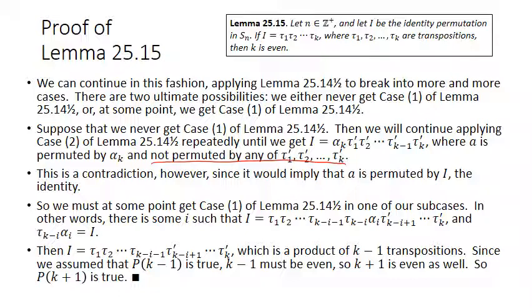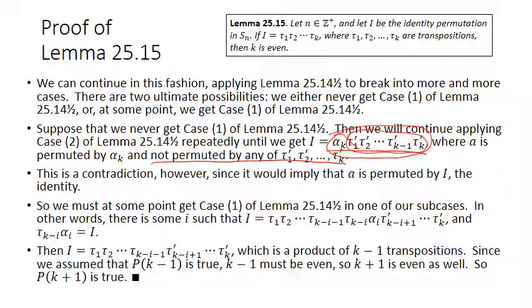Okay, so if we do end up getting I into that particular form, then the problem is that's a contradiction, because if A is not moved or permuted by any of these permutations here, and it's only permuted by this one, then that means A ends up getting permuted by that entire product as a whole. But that's not possible because that entire product as a whole is supposed to be the identity. A is not supposed to be moved by the identity. So that means that doesn't happen. We are never able to completely get to that end state of this product right here. So that means that at some point we must get case 1 of lemma 25.14.